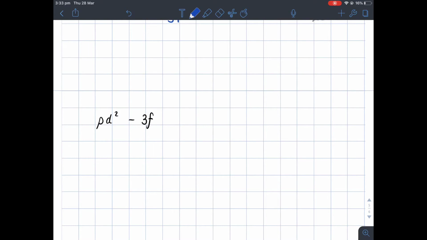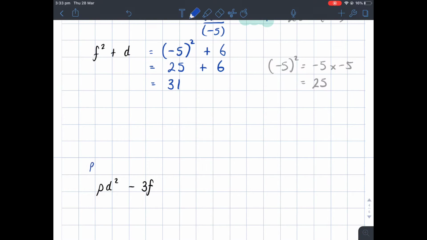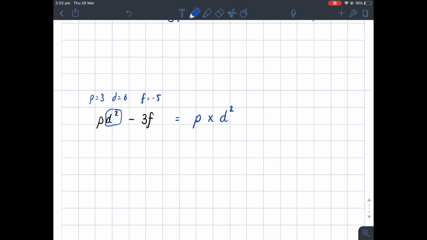Last one here, we've got a really good mixture of a lot of different things going on here. So again, just reminders of our values. P is equal to 3, D is equal to 6, F is equal to -5. So here we've got P D squared. Now, the squared is only attached to the D. So we're only squaring the D. So we've got to be careful here. We're going to actually write this out before we evaluate it. So this is the same as P times D squared. So we've got two variables next to each other. That's the same as them being multiplied together. And then minus 3 times F. And now we can substitute our values in.